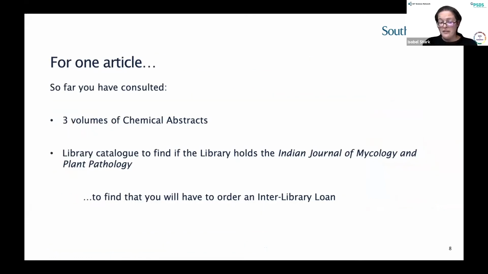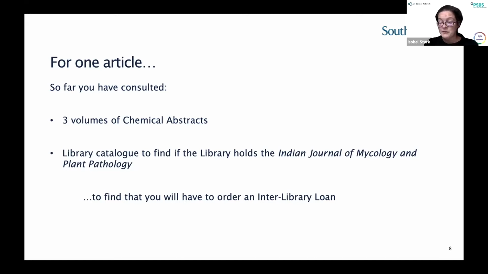So to get that far, you'd have looked in 3 different volumes of chemical abstracts. You would have then had to look up your own library catalogue to see if the library holds the particular journal that the paper was published in. In this case, the University of Southampton Library would not. So you would then have to order an interlibrary loan. So you've probably spent for that one article so far a good half hour when you take everything into consideration, and you still haven't got the paper at the end of it.